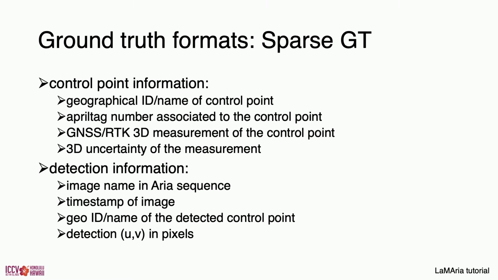A quick recap on the formats of the ground truth. So the sparse ground truth, in this file, you can find the control point name and the tag ID, the associated AprilTag ID that we used in the recording. You can also find the GNSS 3D measurement as well as the 3D uncertainty of the measurement that we obtained. And then you have all the detection information: which image has this control point detected, the timestamp, as well as which control point was detected on that image, as well as the detection in UV pixels.